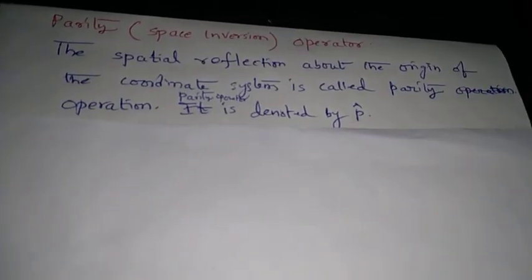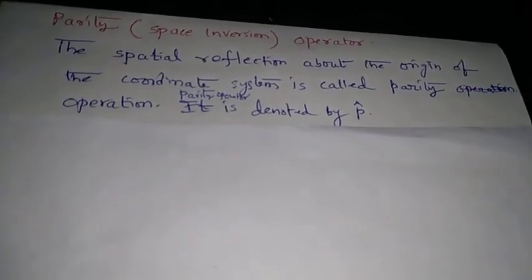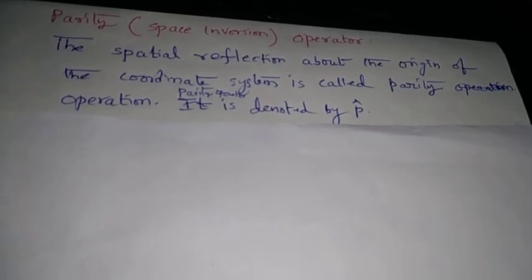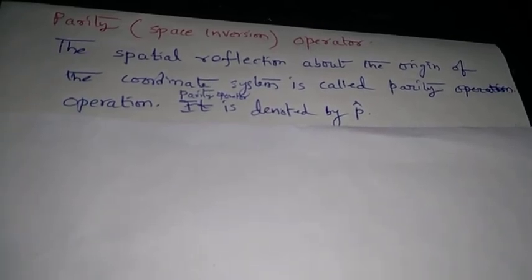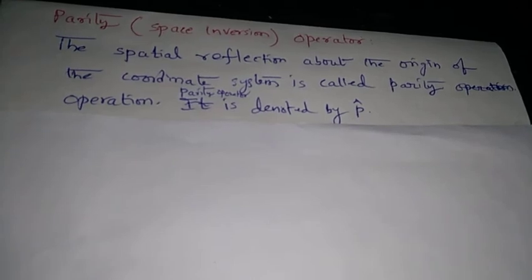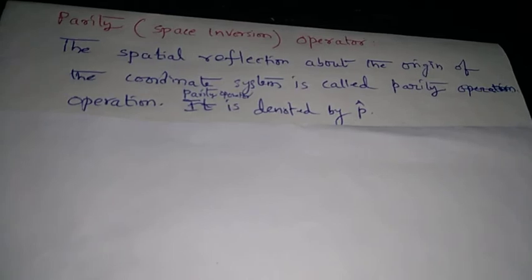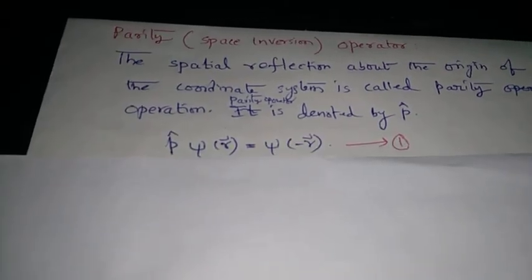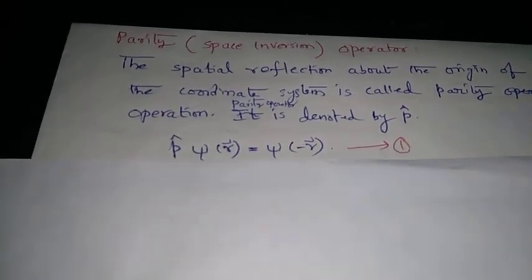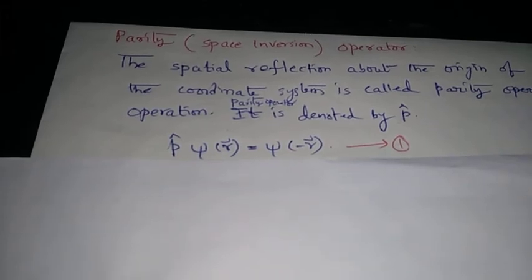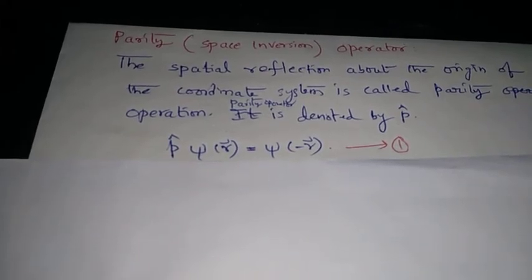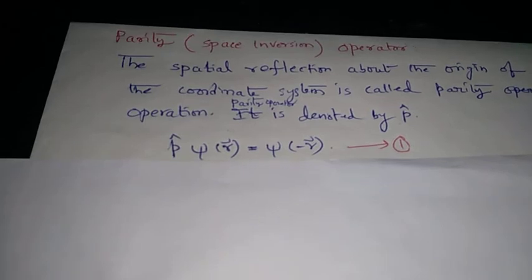The topic of the video is parity or space inversion operator. The spatial reflection about the origin of a coordinate system is called parity operation, and the parity operator, which is denoted as P hat, is defined as P acting on some state function psi of r will transform it to the state function psi at minus r, as equation number 1.